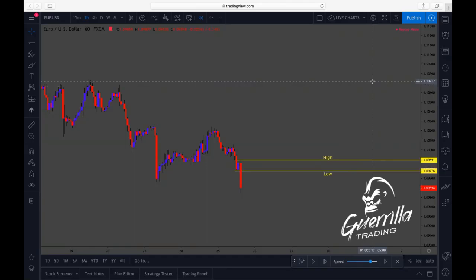Now, how do we know if these trends are starting to become exhausted and likely to not continue going in the same direction? The key thing is by looking at price action. And the way that we do this is by looking for ascending and descending channels.